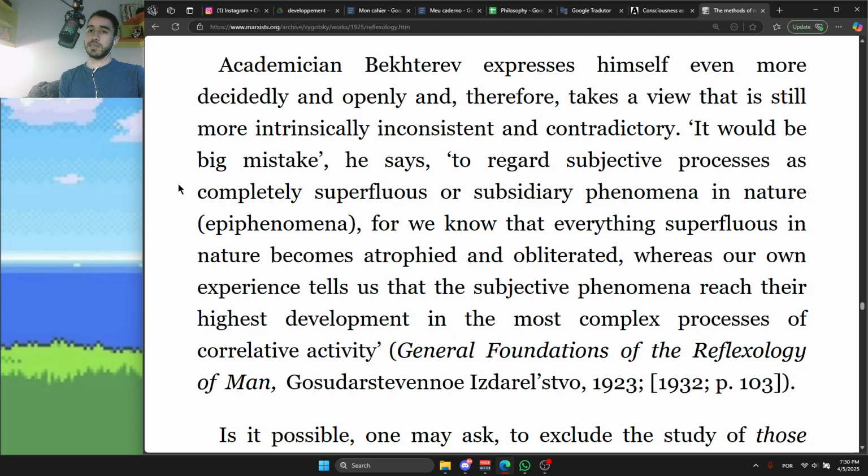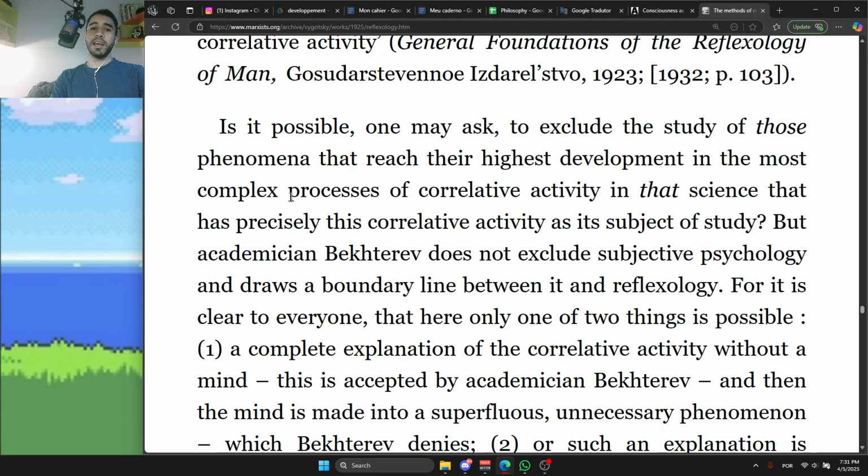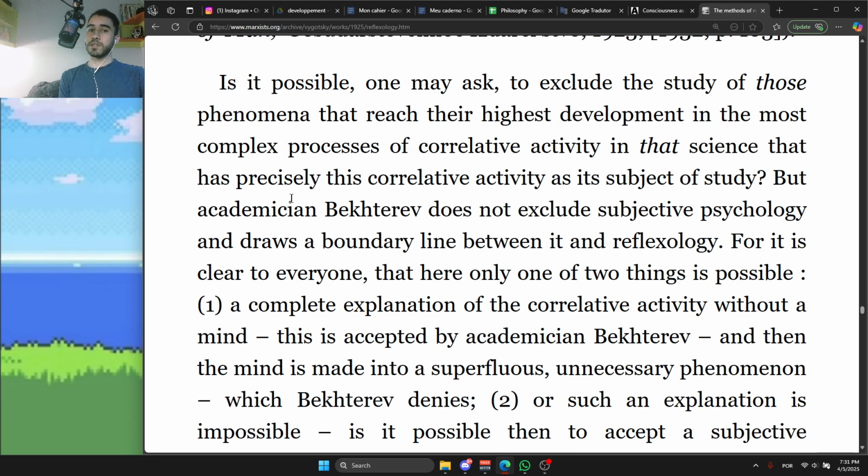Academician Bekhterev expresses himself even more decidedly and openly, and therefore takes a view that is still more intrinsically inconsistent and contradictory. It would be a big mistake, he says, to regard subjective processes as completely superfluous or subsidiary phenomena in nature, epiphenomena. For we know that everything superfluous in nature becomes atrophied and obliterated, whereas our own experiences tell us that subjective phenomena reach their highest development in the most complex process of correlative activity. Is it possible, one may ask, to exclude the study of those phenomena that reach their highest development in the most complex process of correlative activity, and that from a science that has precisely this correlative activity as its subject of study?